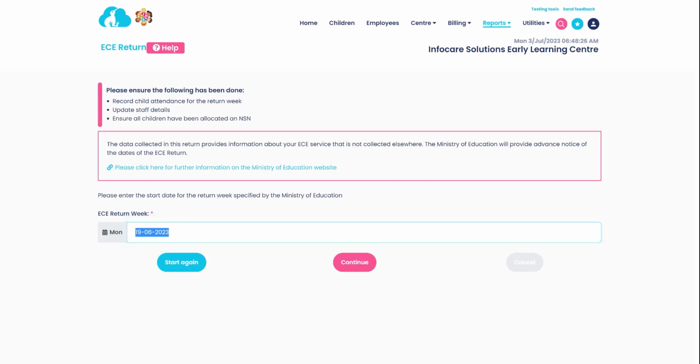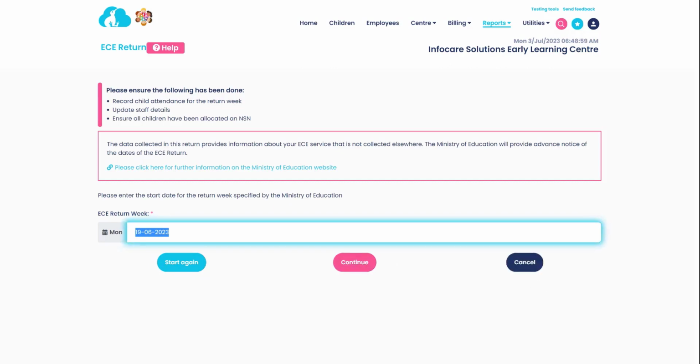Now, when you do start your ECE return, you can back out at any point should you get called away for an emergency or just general day-to-day running of your ECE service. Your answers will be saved, therefore when you are ready to continue, you do not need to go back and re-enter all of that data again. However, if you do make a mistake and wish to start over, click the Start Again button, but when you first make or are ready to start your ECE return, you won't have the Start Again button. It will just be Continue or Cancel because no data has yet been entered.